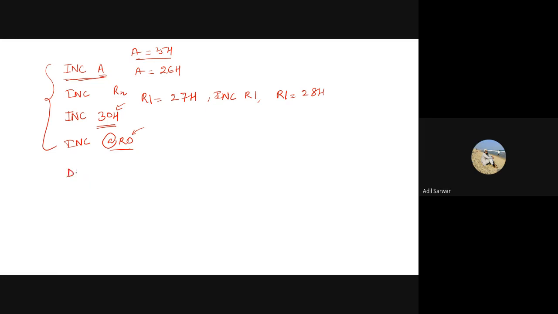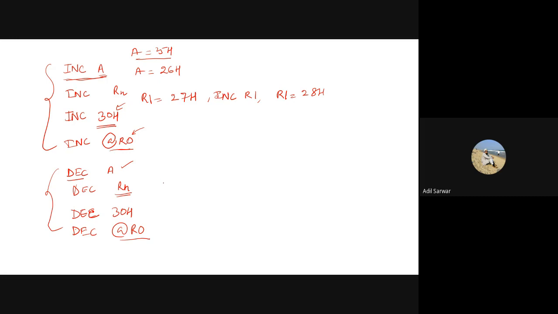Similarly, we have another instruction called DEC, decrease, and this simply means decrease the content of register A. DEC Rn means decrease the content of register Rn, and we can have DEC 30H, decrease the content of 30H by 1, or we could have DEC @R0, that means decrease the content of the memory location pointed by R0 by 1. So these four are very simple instructions.